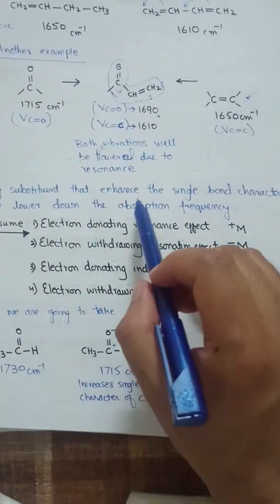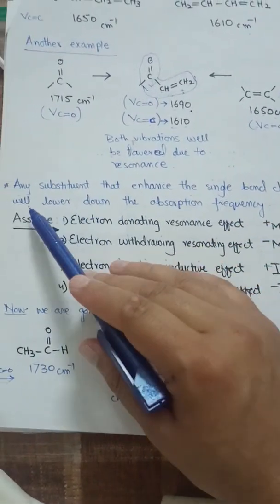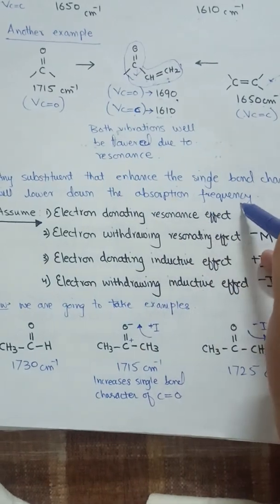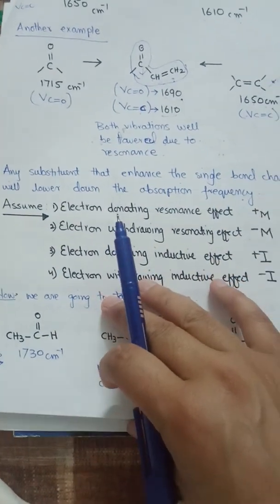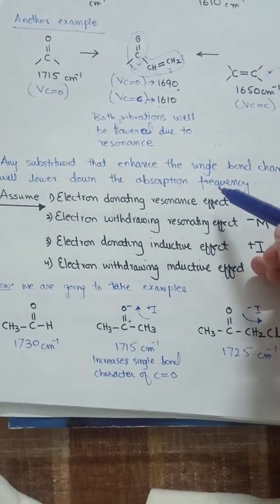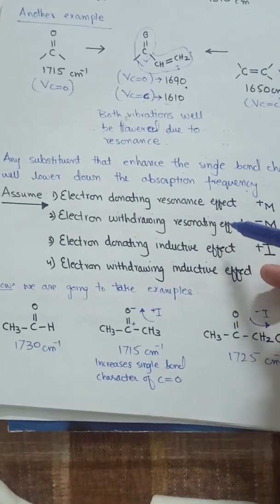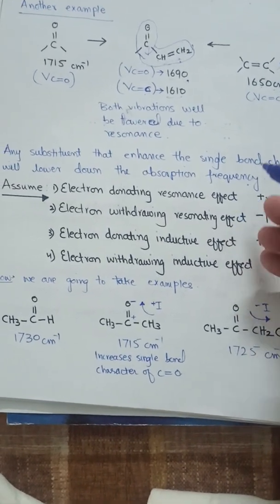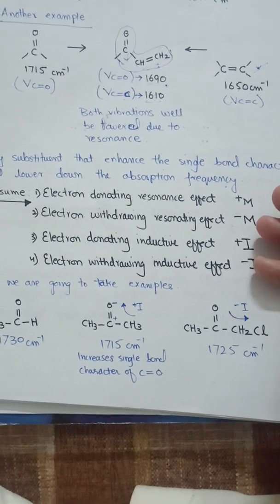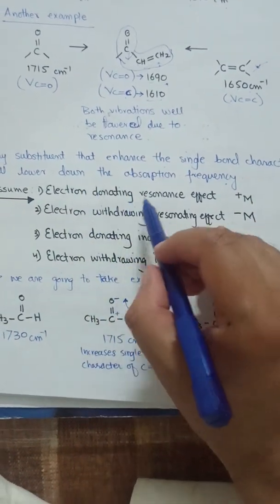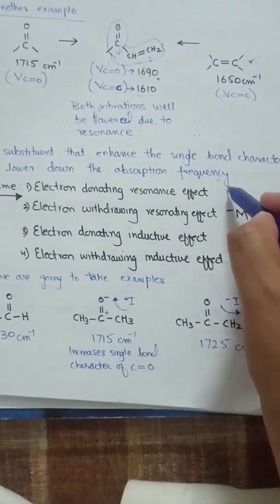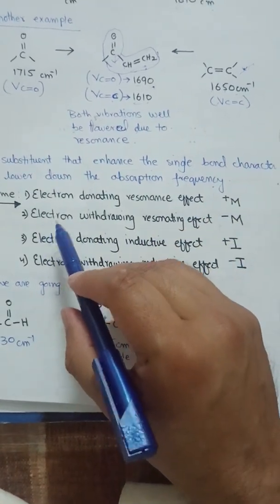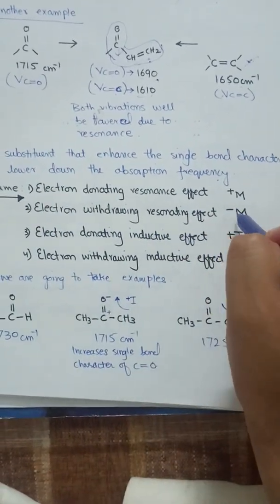So any substituent that enhances the single bond character will lower the absorption frequency. Now we know that we have electron donating and withdrawing effects. So we can assume that we have the electron donating resonating effect, which can be represented with plus M, or electron withdrawing resonating effect with minus M.